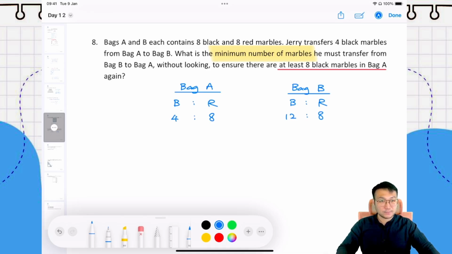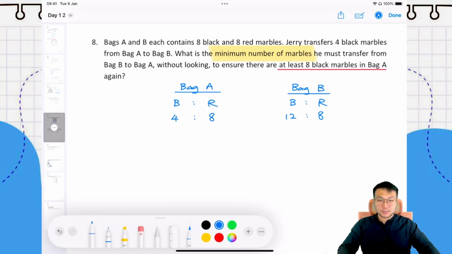Jensen, you have a question? You raised your hand. Does the 8 marbles mean bring 8 marbles back to bag A? Okay, let me explain. You put there must be at least 8 black marbles in bag A? You are correct. There must be at least 8 black marbles in bag A. Very good. So let me explain.